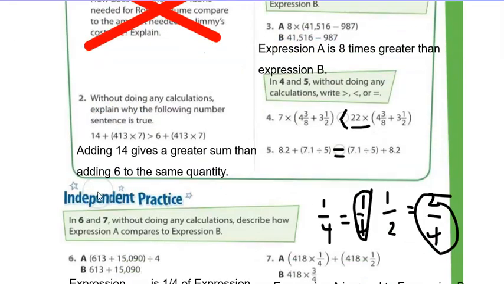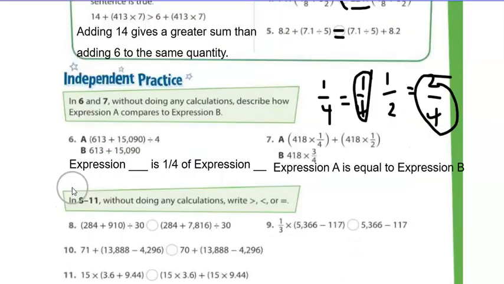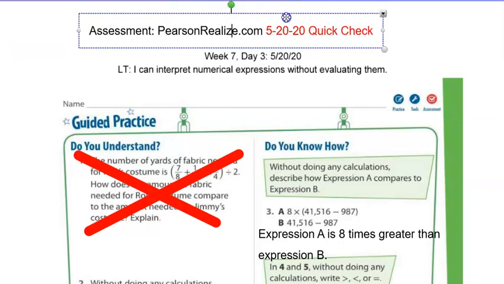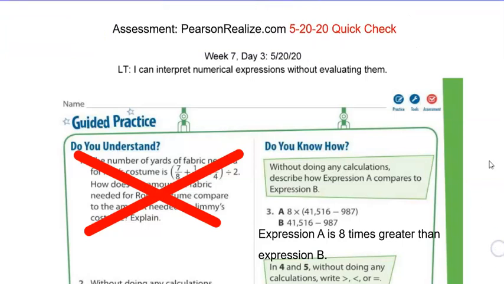Once you have completed 6 through 11 on your own today for that independent practice, make sure you go to Pearson Realize and complete that assessment portion listed as 5/20/20 Quick Check. And if you have any questions, please feel free to reach out, or you can always bring any of those questions to our Zoom meeting on Thursday.